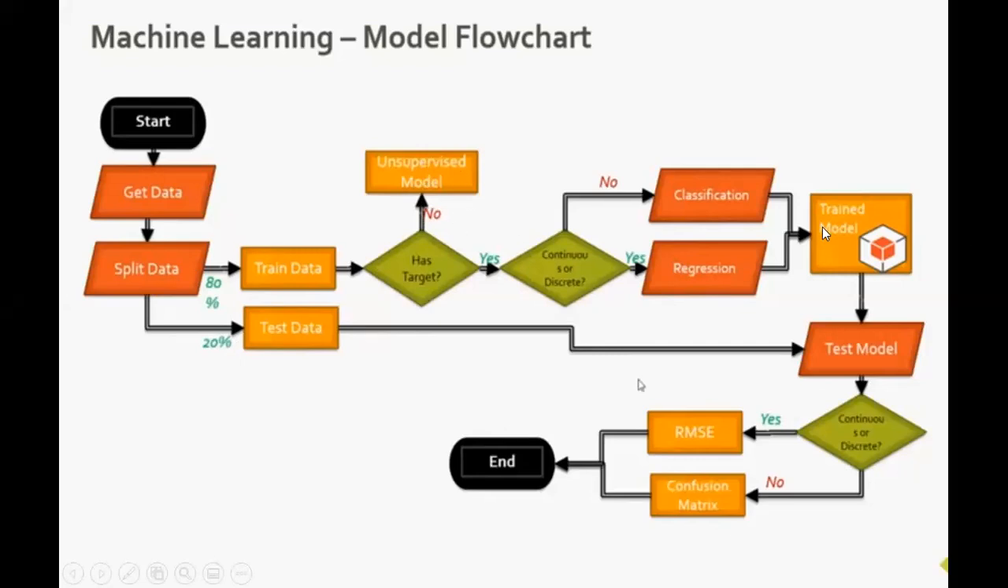Then you train the model using 80% of the data. Then you test the model, based on the model equation, with the test data. If the output is continuous, we use RMSE, root mean square error, to check the accuracy of the model, that is, how close the test and train data are. If it is a discrete yes or no question, you use a confusion matrix. Ours is a yes or no question only. Even though we have a 0 to 1 scale, we are going to group it into 10.